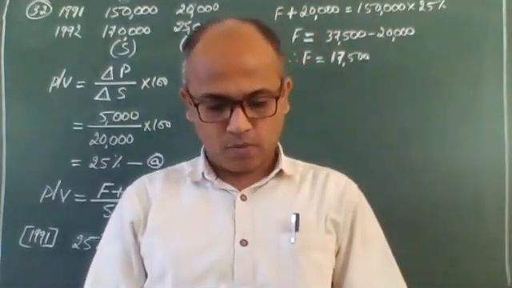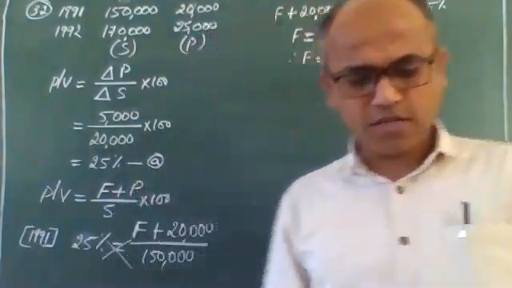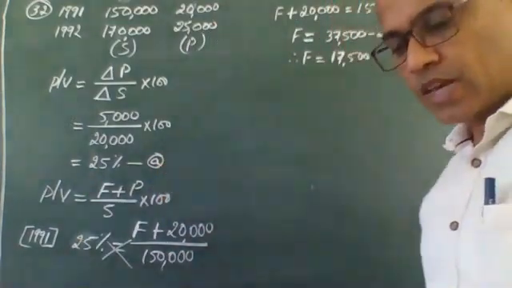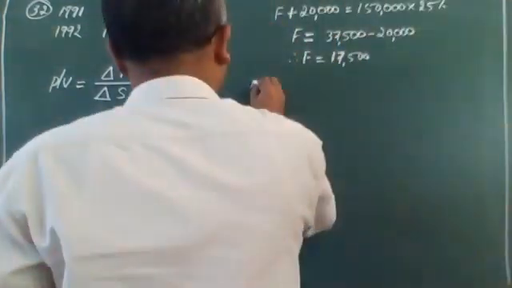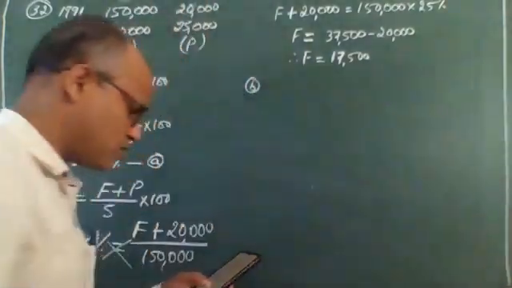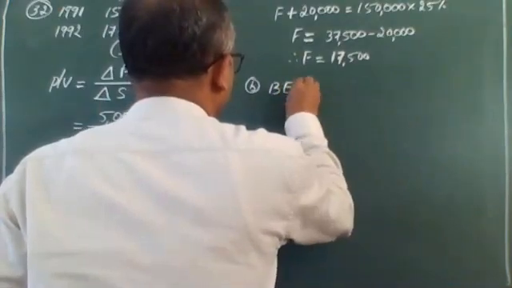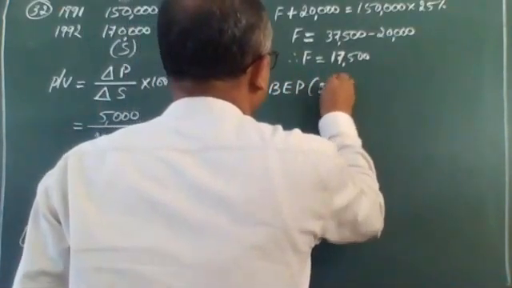So let me come back to the question now. What is he asking now? The first question he asked is PV ratio. I have already done it, so my A is there. The second question is the B bit. B bit he is asking is break-even point. So break-even point, I can do it in rupees.